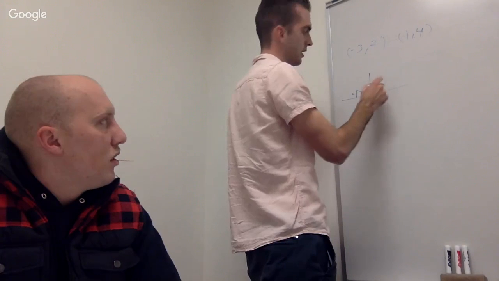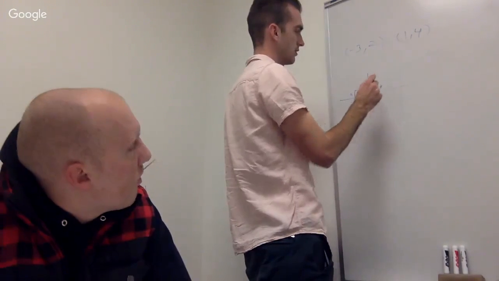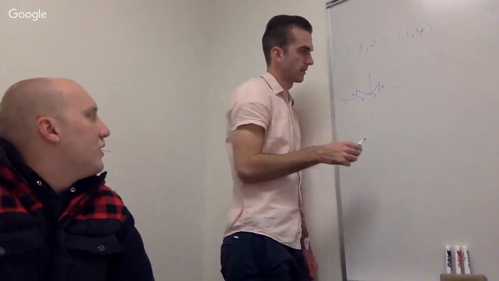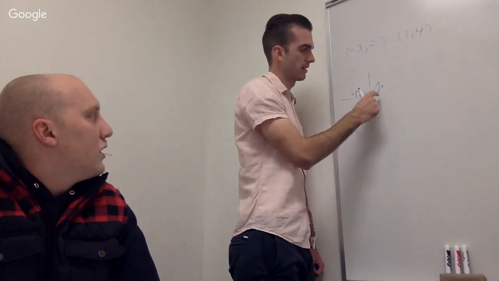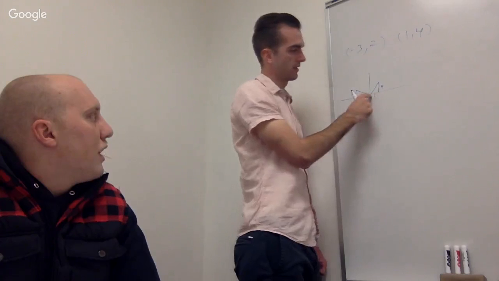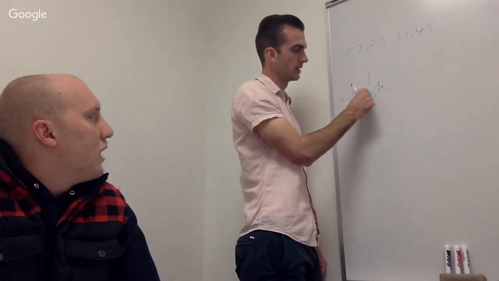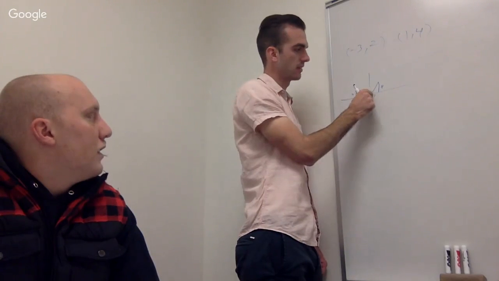This is 1, and this is 4. So right now we need to find this angle, the middle angle right there. So we need to find the angle between this and this, basically, right? Yeah, it says find the angle between those two.